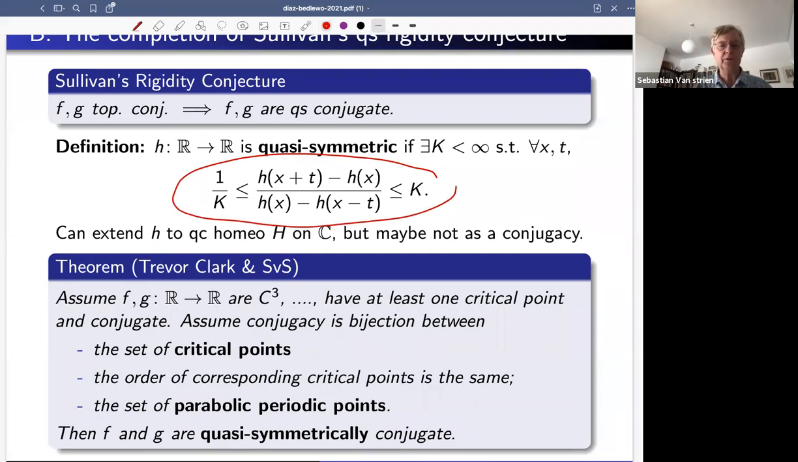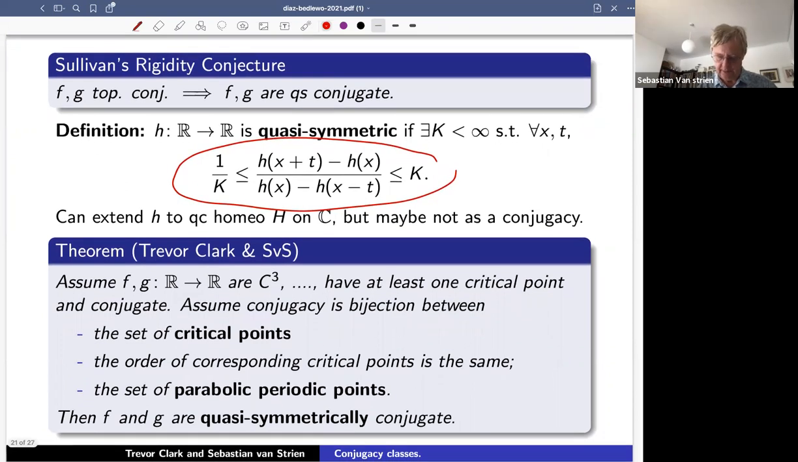And if you have this property, then in fact it extends to a QC map on the complex plane, but not necessarily as a conjugacy. So this is the theorem that Trevor and I have, and I will make one comment on the next slide.